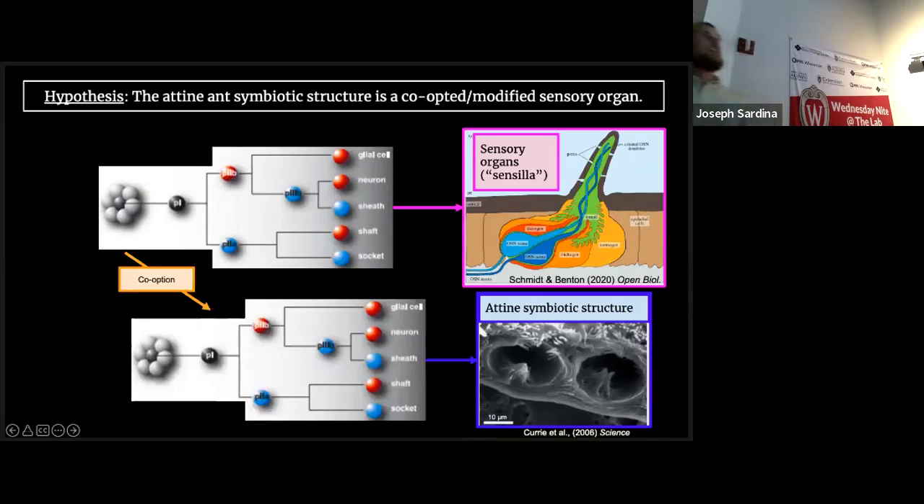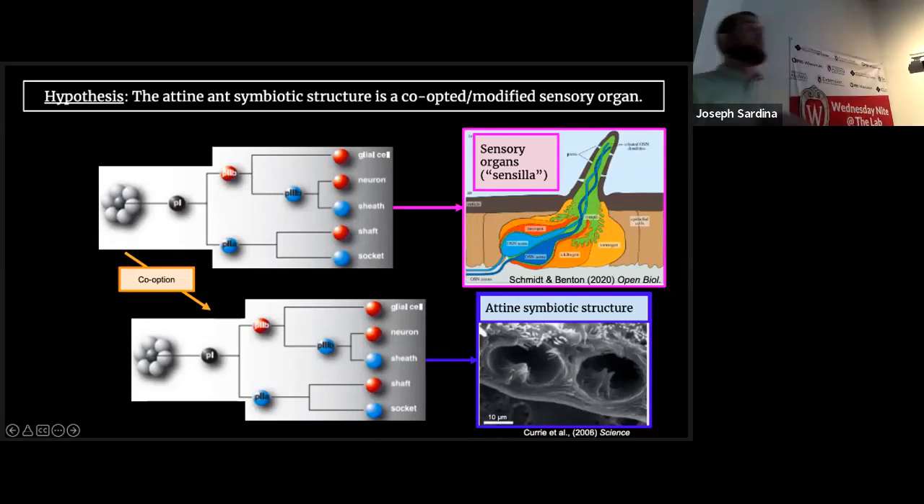So if this hypothesis is true, that the symbiotic structure is a modified sensory organ or sensilla, I would expect that the developmental blueprint of the ant symbiotic structure would closely resemble that of the sensory organ. And so you can think of this co-option mechanism as sort of taking an existing developmental blueprint and copying and pasting it into a new developmental context, whether this be a new time or location in development.